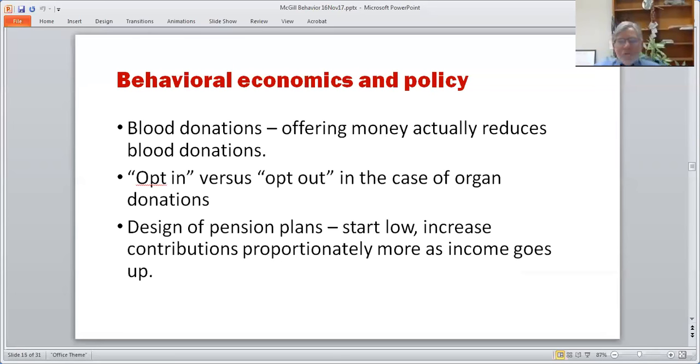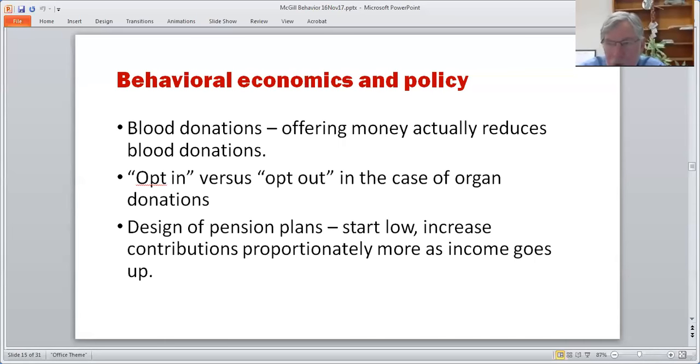Okay, so behavioral economics has made a lot of contributions to public policy. Most of you have heard about blood donations. Offering money for blood actually reduces blood donations. The first study was done in Switzerland. Because if you offer money, it sort of cheapens the whole thing. I mean, people give blood not to make money, but to feel good about themselves and contribute to the social good, help somebody else out, and so on.